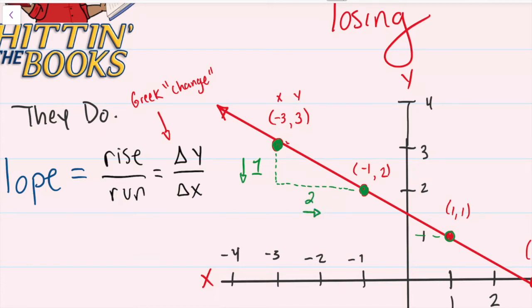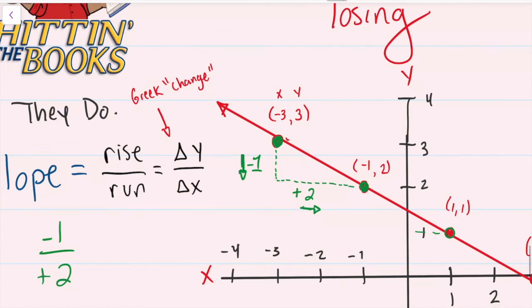Now, remember, if we're going down, that means it's negative. Numbers to the right are always positive, and numbers to the left are always negative. Since we went to the right, that's a +2. Finally, let's use this formula, guys. My y goes on top, so I went 1 down, which was a -1, and I went 2 to the side, which was +2. A negative divided by a positive is just -1/2.